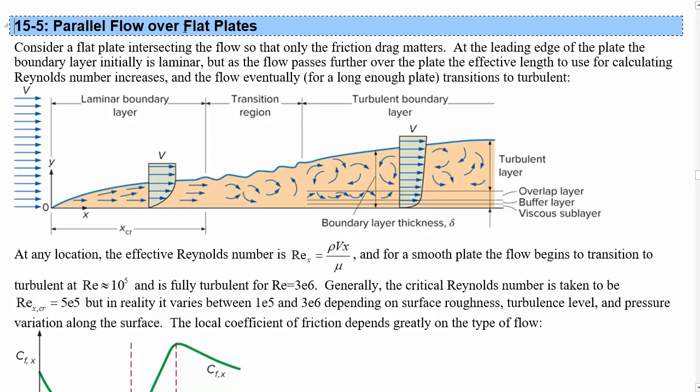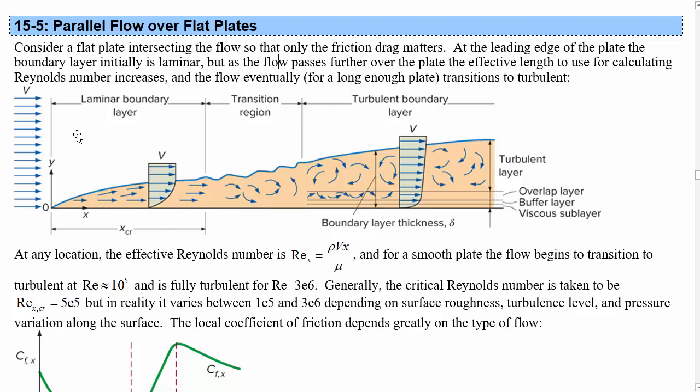15.5, parallel flow over flat plates. This is also the start of lecture number 11. So here what we're looking at is we've got some flat plate, which is along the bottom here, and we're looking at flow over it and what kind of drag is created. This is like a 2D extension of what was going on with the internal flow in the last chapter.